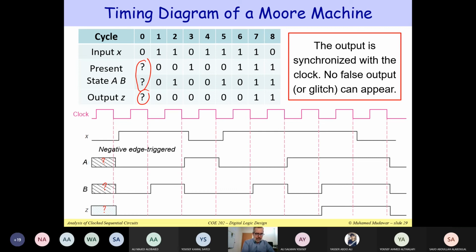You apply the input. Notice that here the input x appears just before the negative edge. So here x equal to 0. This is x equal to 1. This is x equal to 1. So look at the value of x just before the edge.